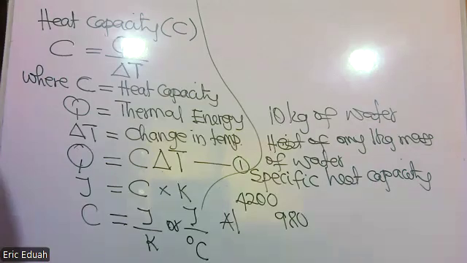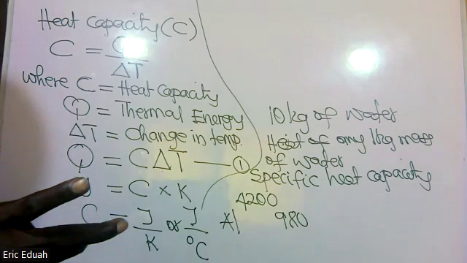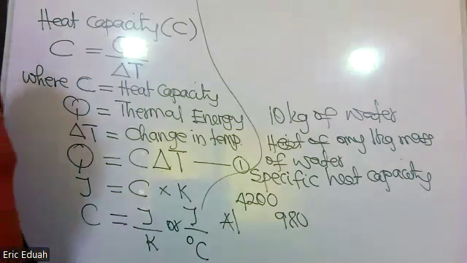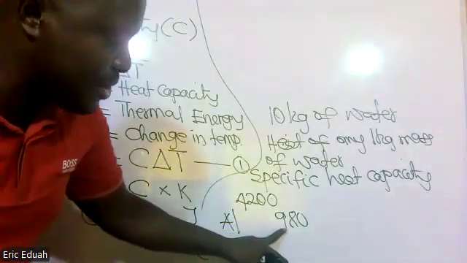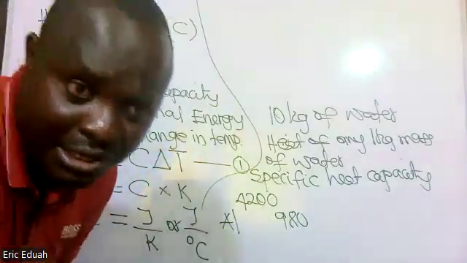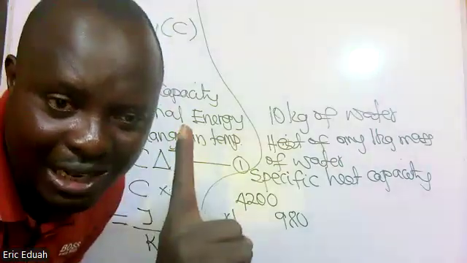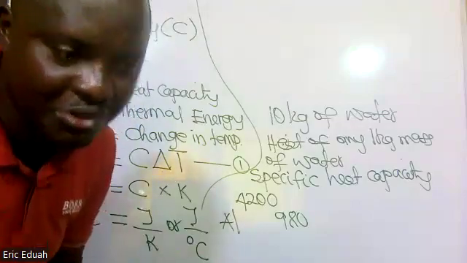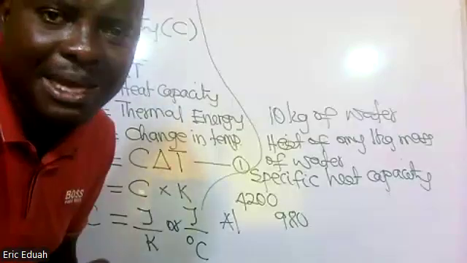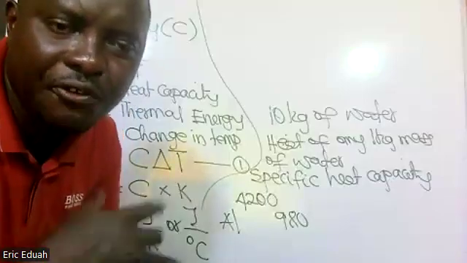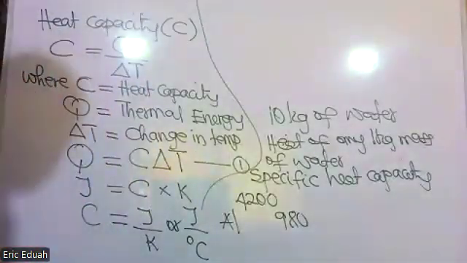Okay, so it means that aluminium must absorb or give out 980 joules in order to change its temperature by 1 Kelvin, or 1 degree Celsius. Exactly. So aluminium must either absorb or give out 980 joules of heat energy in order to change its temperature by 1 Kelvin or 1 degree Celsius. So that is it. Heat capacity is the amount of thermal energy that must be absorbed to change the temperature of a material by 1 degree Celsius or 1 Kelvin.